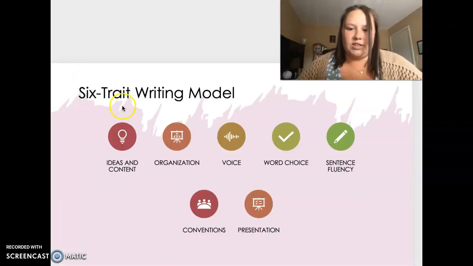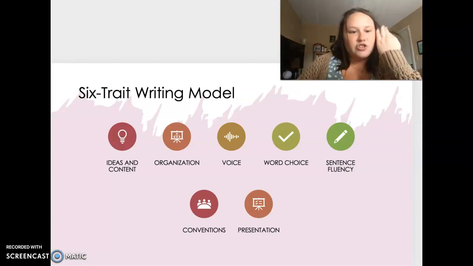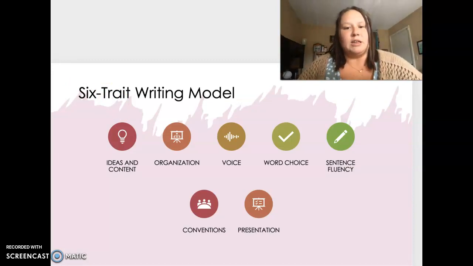And then we're going to move on to the 6-trait writing model. The 6-trait writing model was developed in 1983. An Oregon school district wanted to be able to assess student writing in order to provide a more effective instruction method for their students. So the school looked at all the research that was done by Paul Diedrich in 1974, where he wrote a book about measuring growth in English.